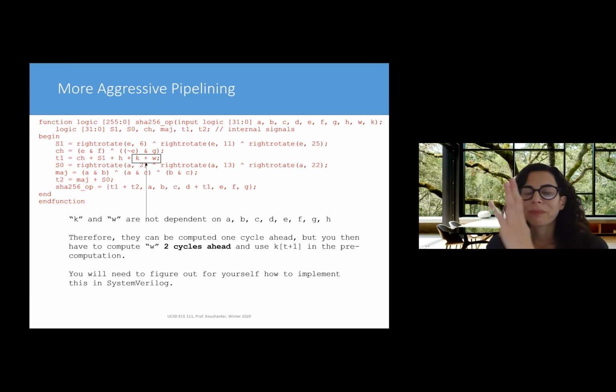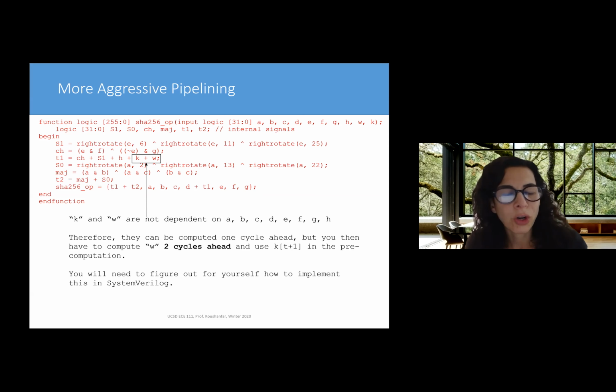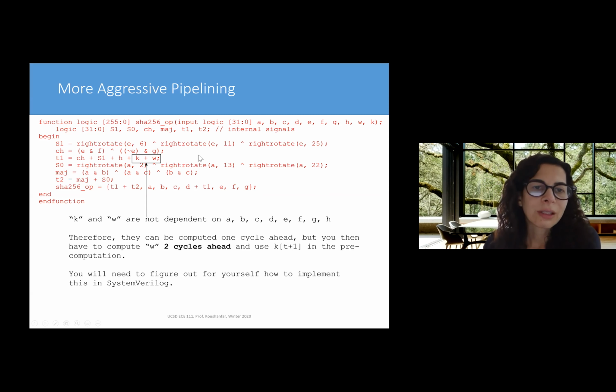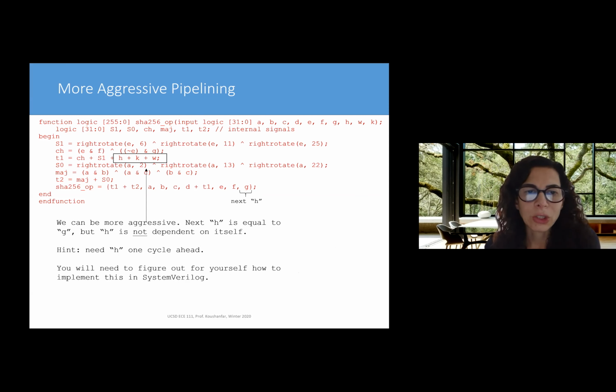So the project challenge is really trying to figure out how to implement this concept of a pipeline in SystemVerilog yourself. But if you think about this and you think about this hint, it should be pretty straightforward how you could do that implementation. We could even go more aggressively.